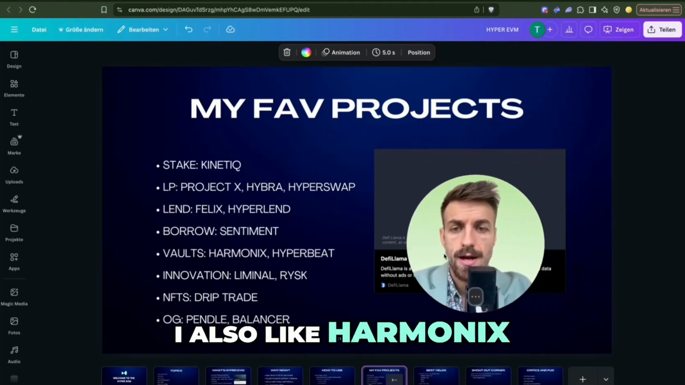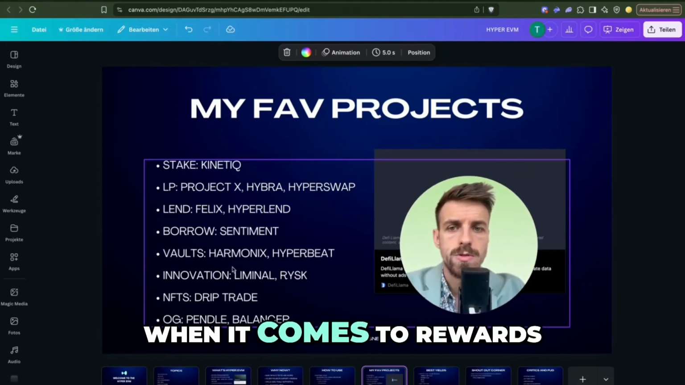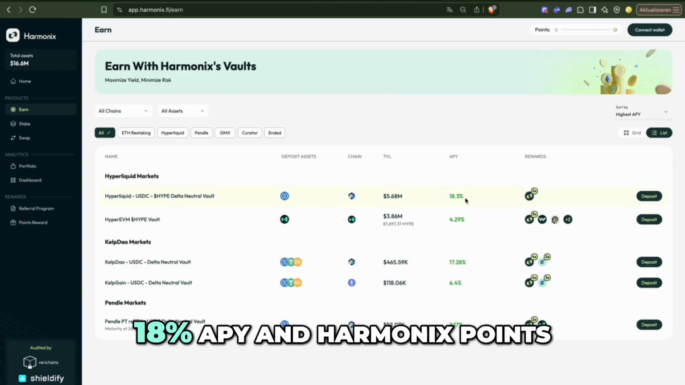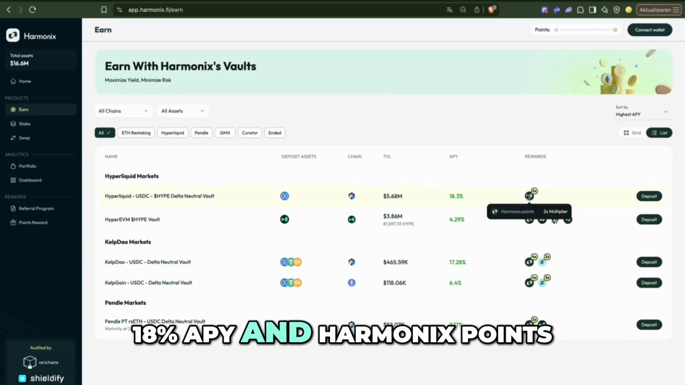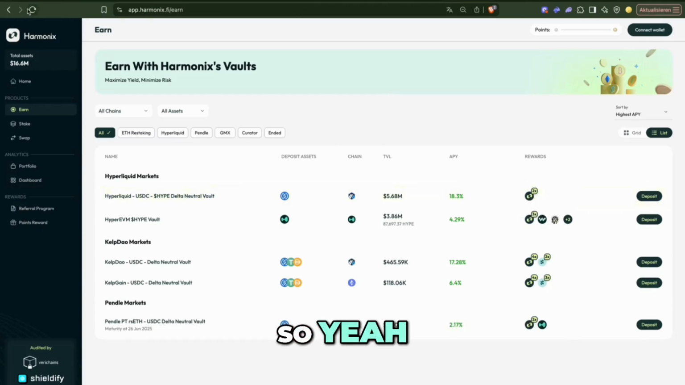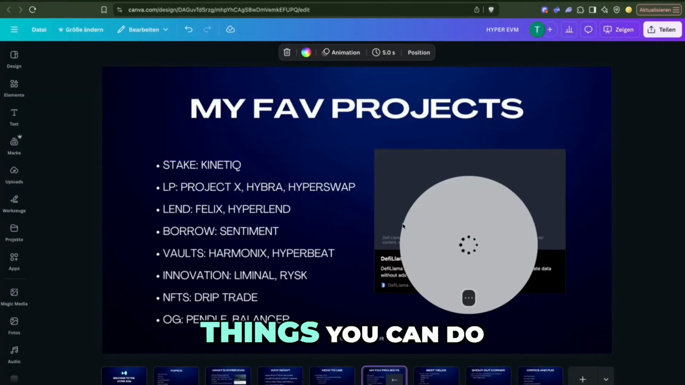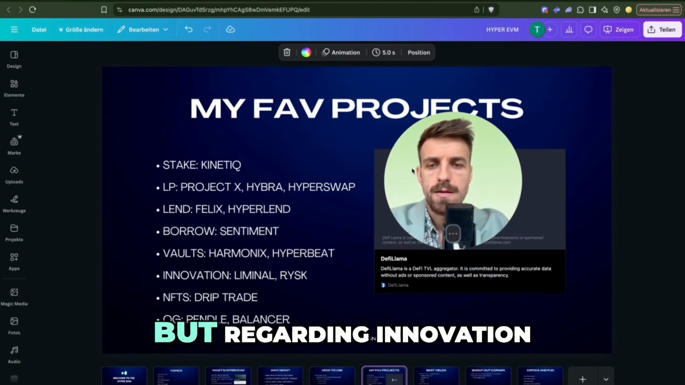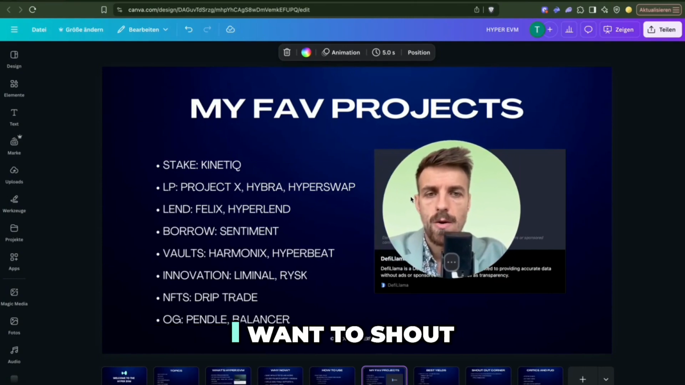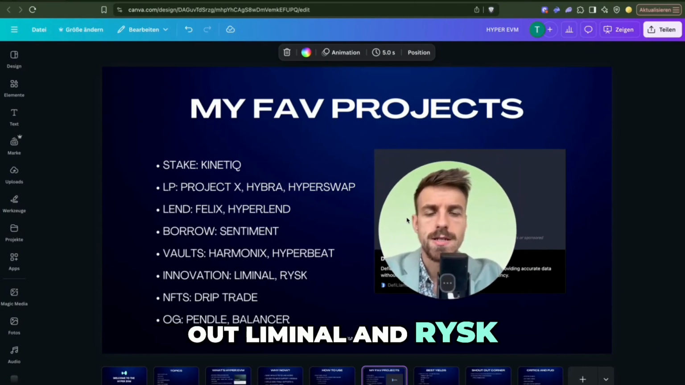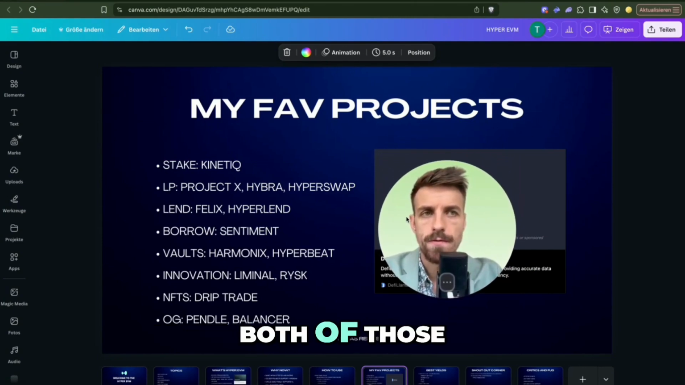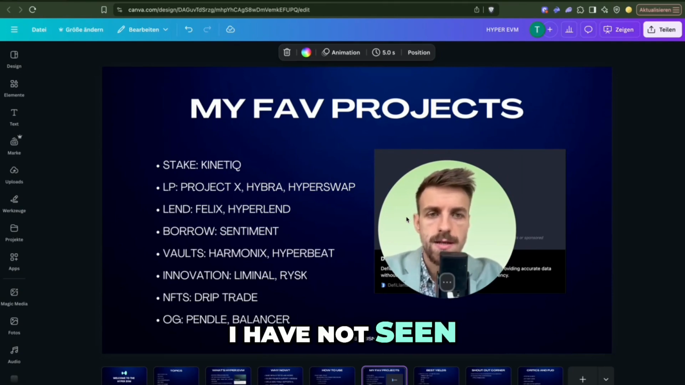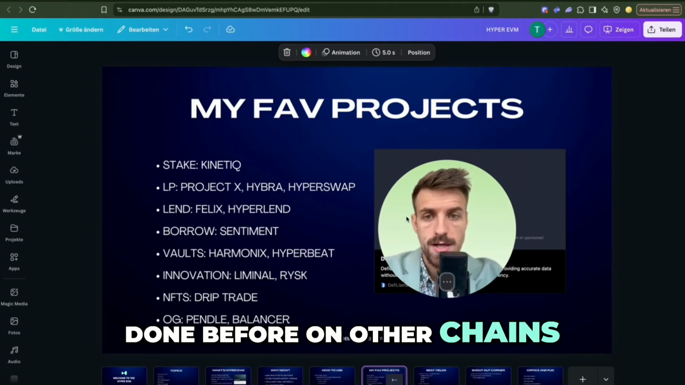Yeah, I also like Harmonix when it comes to vaults. You can see here, they also give you like 18% APY and Harmonix points. So yeah, there are a lot of different things you can do on the HyperEVM. But regarding innovation, I want to shout out Liminal and Rysk, because both of those projects, they are doing things I have not seen done before on other chains.